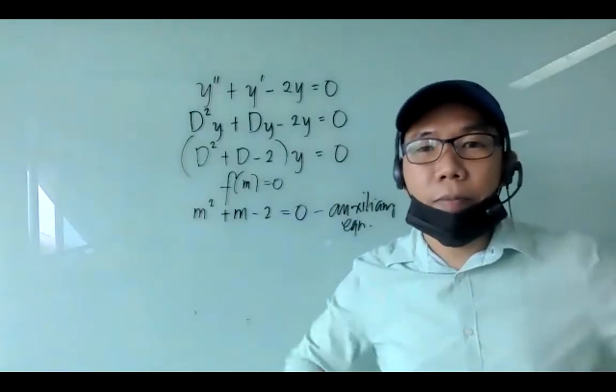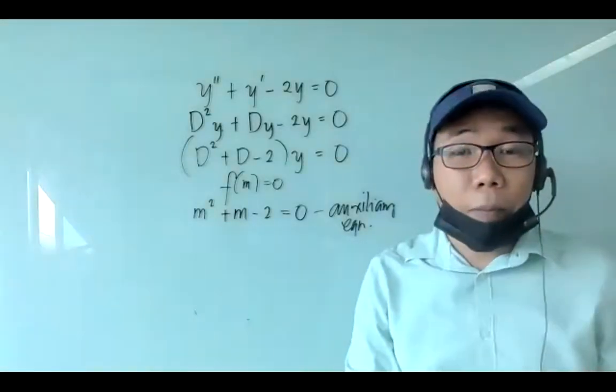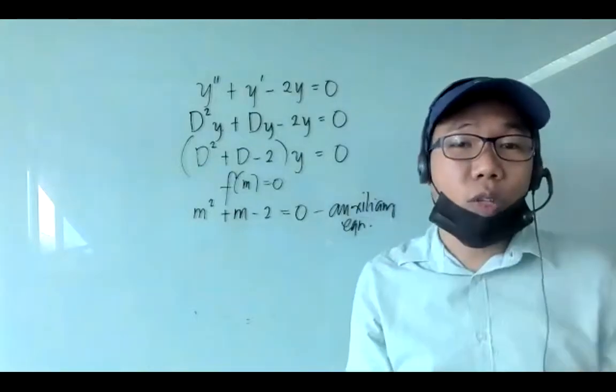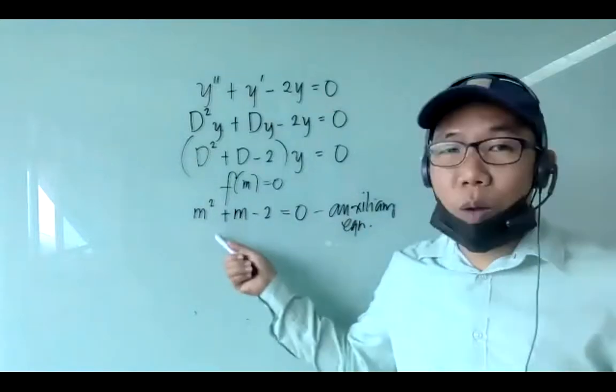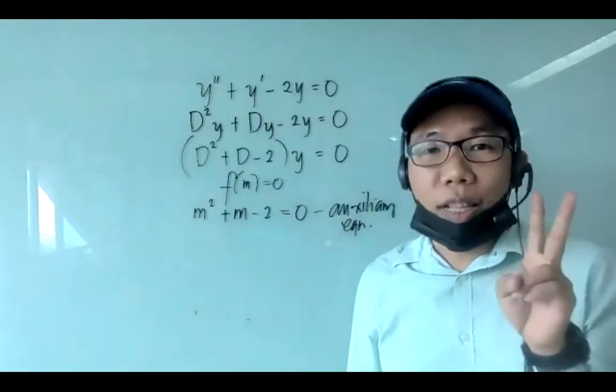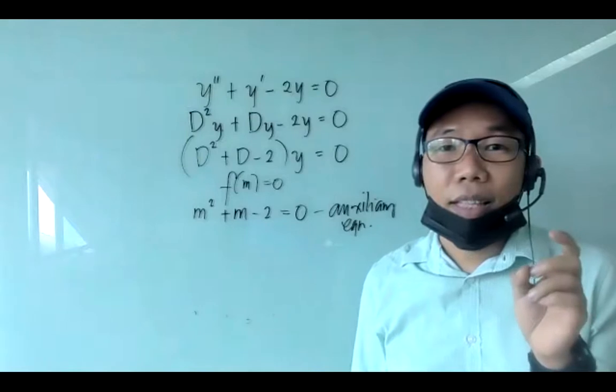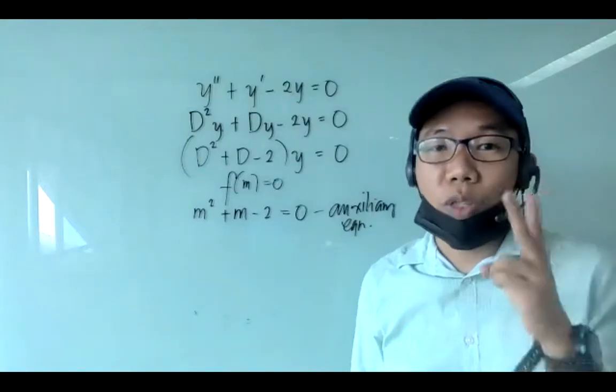Okay, clear? Now, ano yung next step? Kasi nakadepende yung solution natin sa value ng roots. Okay? Dahil M squared siya, quadratic, dalawa yung roots na to. Tama? M squared eh. So, dalawa yung roots.